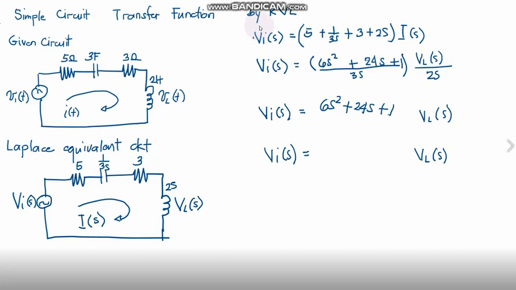Now the KVL of the given simple circuit is equal to V_i(s) equals the voltage drop at 5 ohms, plus the voltage drop with this, plus the voltage drop with this, plus the voltage drop with this. So that will give us this equation, wherein if we're going to factor out I(s) and convert I(s) into V_L(s) over 2s, that is the Ohm's law of I(s) and V_L(s).